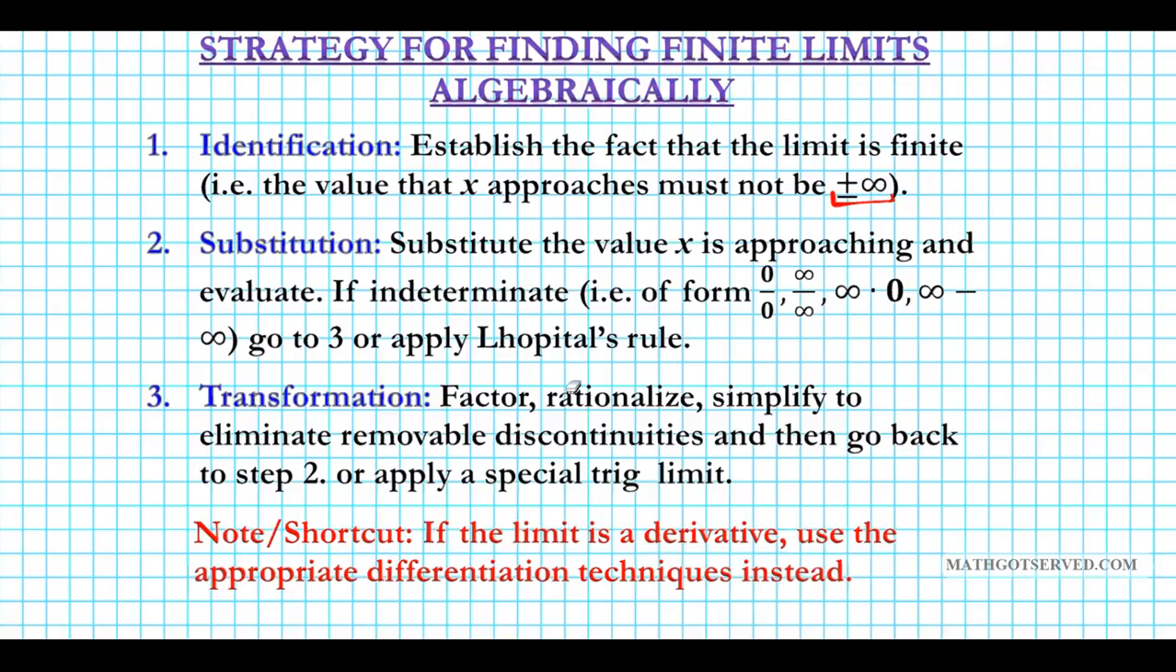After carrying out whichever algebraic approach you choose, you cancel out factors, and then you go back to step 2, which is substitution, and evaluate to see what your answer is. In some cases, you might not be able to carry out any transformation. You might be able to apply a special trigonometric limit, which we will be covering in upcoming tutorials.